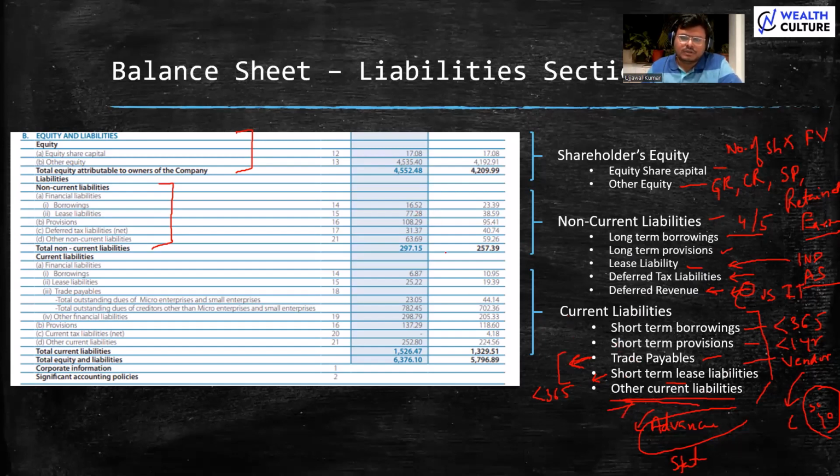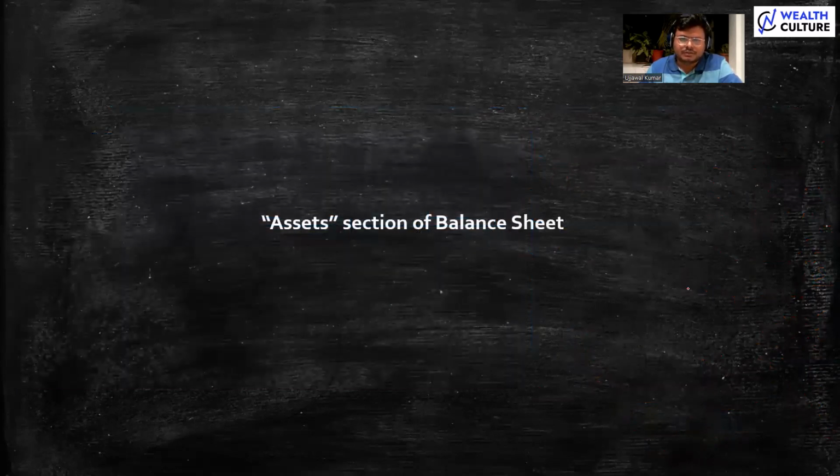At the end of the day, all these put together, A, B, and C, must match the total asset section, which we will discuss today, right? So let's get into that. Today we'll cover the asset section of the balance sheet.